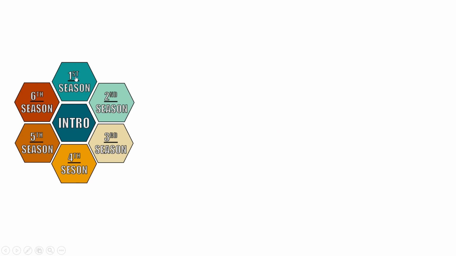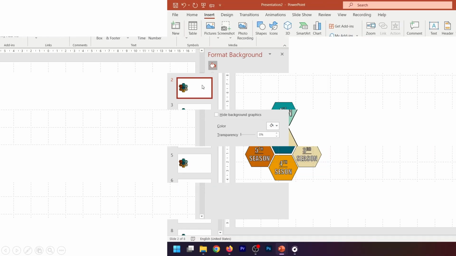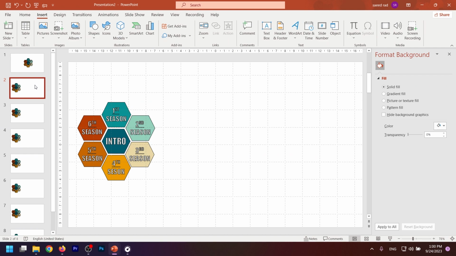In this step, I want to add some effects on my slides. Go to the second slide. Here I want to type about my intro. And in the third slide, I want to talk about my first season.